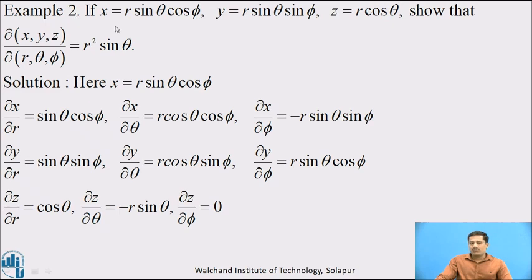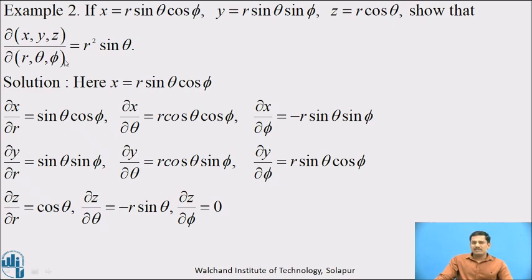Let us consider one more example. If x equals r sin theta cos phi, y equals r sin theta sin phi, z equals r cos theta, show that the Jacobian of xyz with respect to r, theta, phi is equal to r square sin theta. Now here we want to find the Jacobian of three functions with three independent variables.